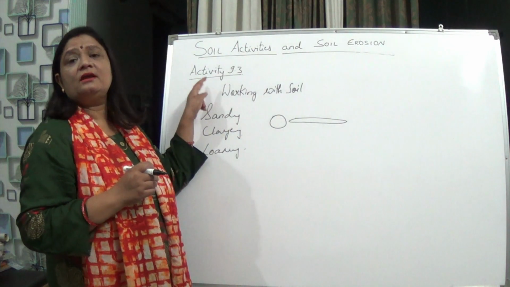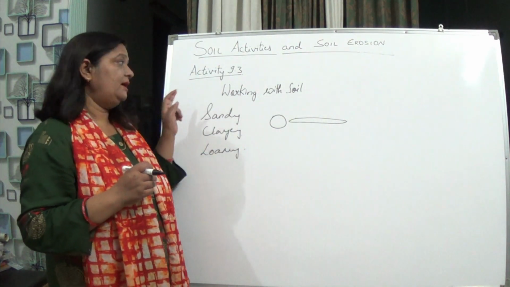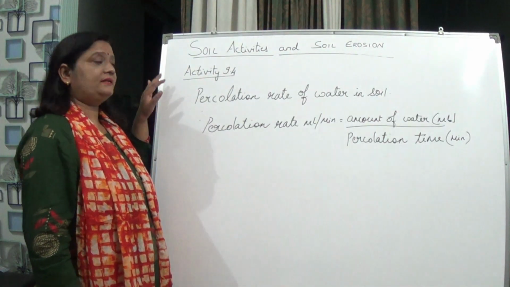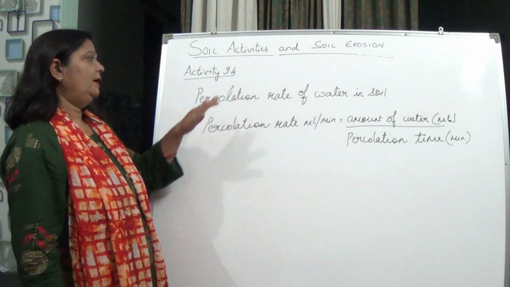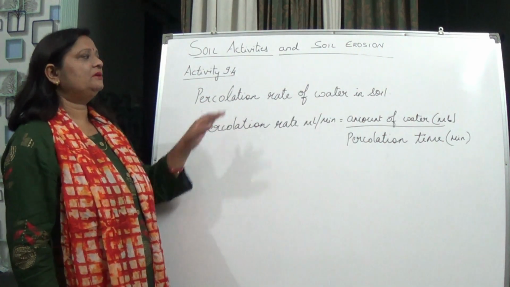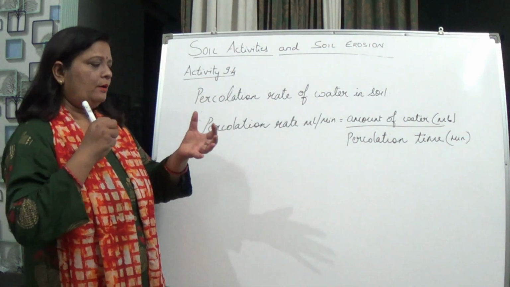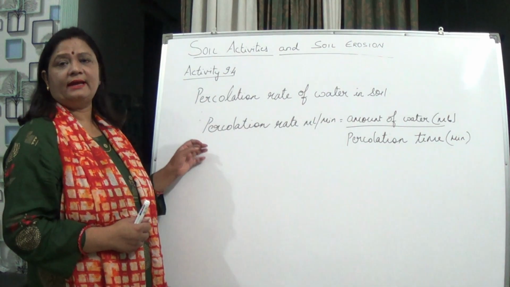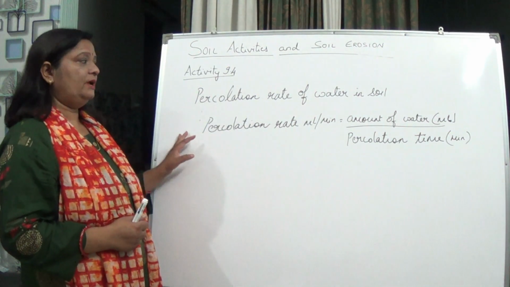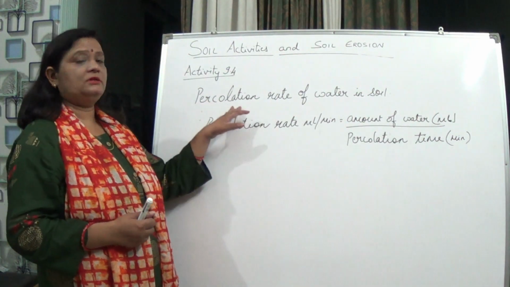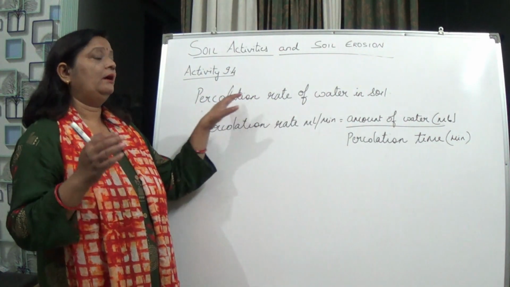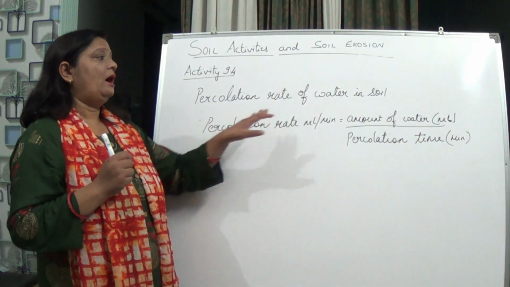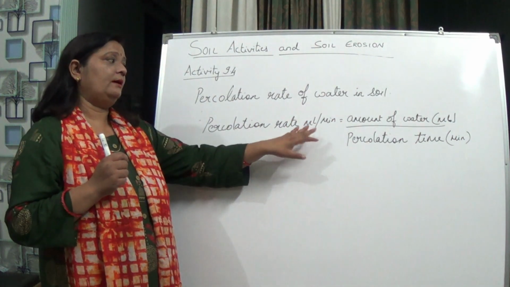So this is activity 9.3 of the NCERT. Now coming to the next activity, that is activity 9.4. Here we are going to see the percolation rate of water in the soil. It means how the movement of water takes place in different types of soil, that is sandy, clay and loamy soil. Percolation of water means the movement of water in the soil. Percolation rate means the amount of water in milliliters per percolation time.